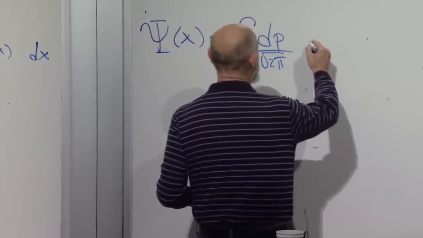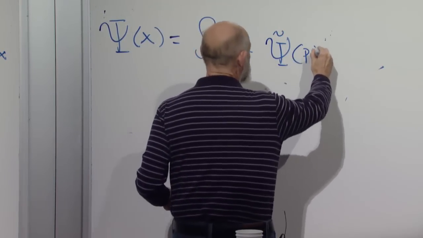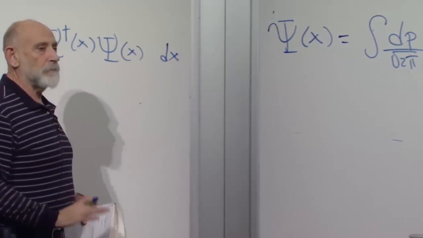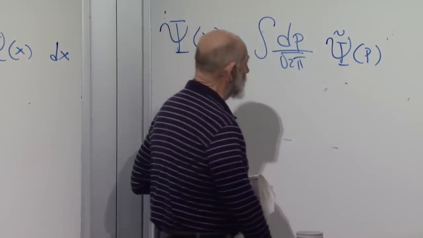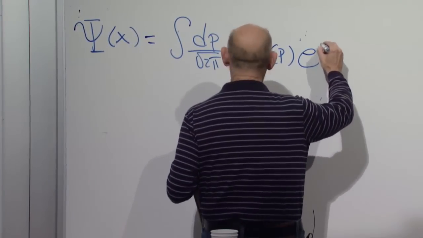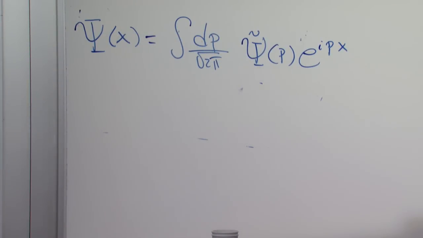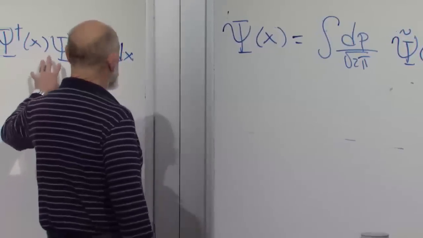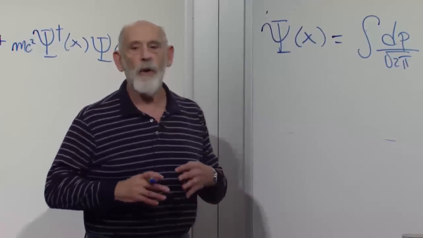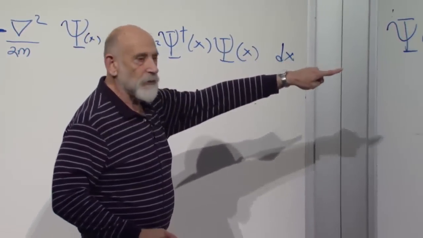And then what we called psi twiddle of p. This is the annihilation operator for a particle of momentum p. This annihilates a particle of momentum p, but then we have to multiply this by e to the i p x and integrate over p. That's the annihilation operator at x in terms of the annihilation operator for a particle of momentum p. Now, I'm interested in what this operator does when it acts on a state, but I'm interested in what it does to the momentum. So the natural thing to do is to rewrite this in terms of the momentum variables.